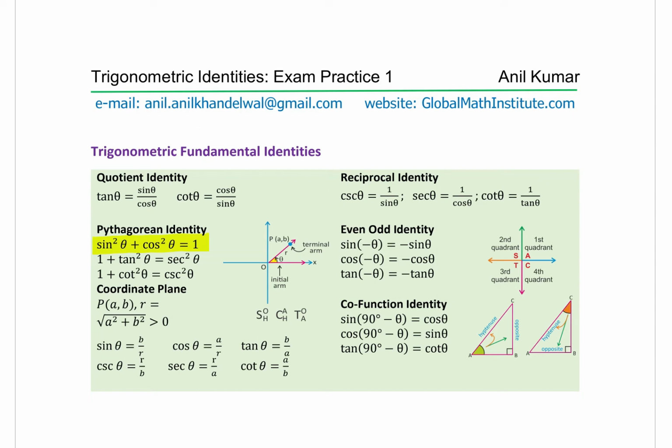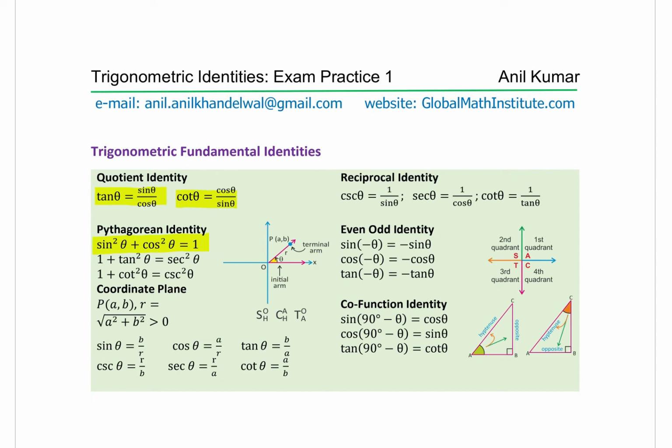The process normally is to write all the terms in sine and cosine. So tan theta, which is sine theta over cos theta, could be converted. Cot could be also converted to sine and cosine. Once you do that, then the application of Pythagorean theorem helps you to solve the identity itself.